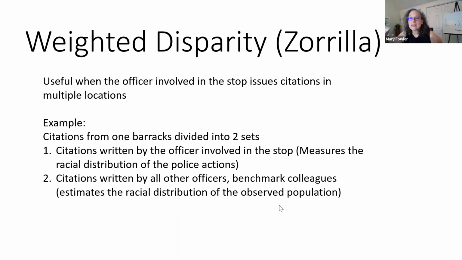And each of these are being considered for each of the locations that the officer involved in the stop had written citations. So the next slide has a lot of information on it, but I just want you to see how the citations are sort of organized by location.